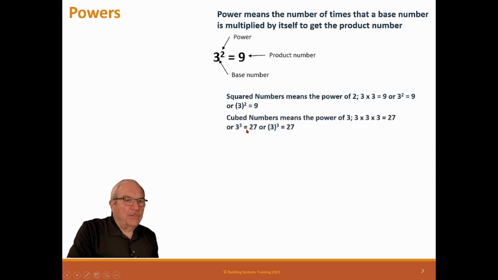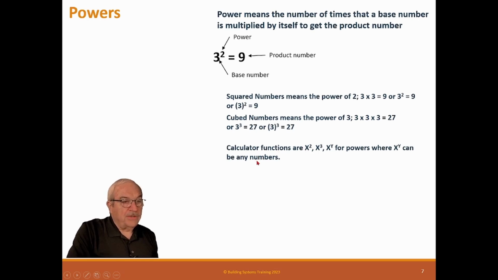So cube numbers is the same thing, except it's a power of 3. So instead of 2 up here, it's a 3. So 3 to the third power equals 27. So it's 3 times 3 times 3. Or in this case, 3 to the third power, or 3 in parentheses to the third power, all mean the same thing.